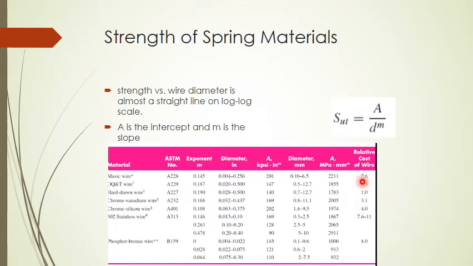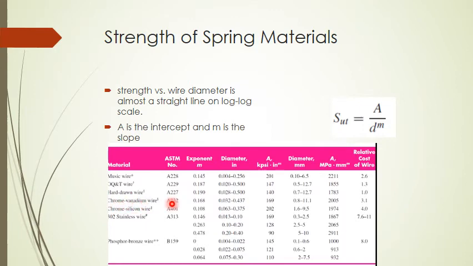Like for music wire, it is 2.6. It means it has some medium cost, and for hard drawn wire, as we have also discussed in the last lecture, some types of material are cheaper, and some are expensive. So according to our requirement, we can use the material. So relative cost of hard drawn wire is less. And in a similar way, as I also told in the last lecture, the materials containing chrome and vanadium are highly costly.